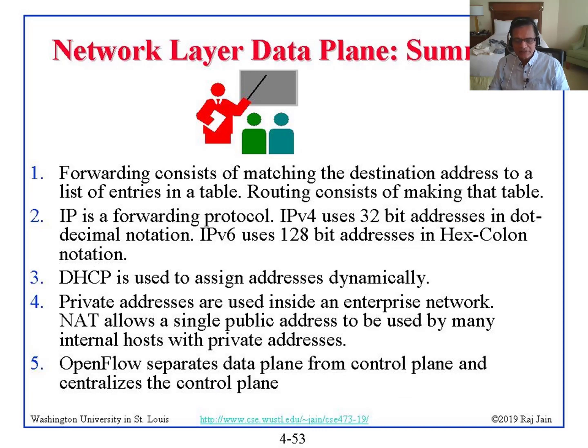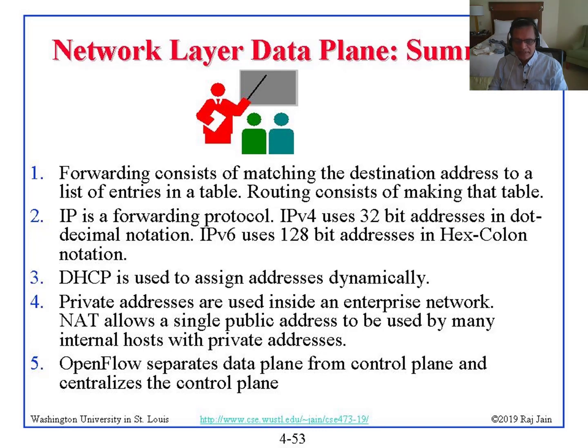But anyway, now this is the summary of the whole chapter 4. And I think this is also the time, so let me just finish this quickly. Chapter 4 summary is that forwarding consists of matching the destination addresses, and routing consists of making that table. So we said that many times. IP is a forwarding protocol. IPv4 uses 32-bit addresses. IPv6 uses 128-bit addresses.